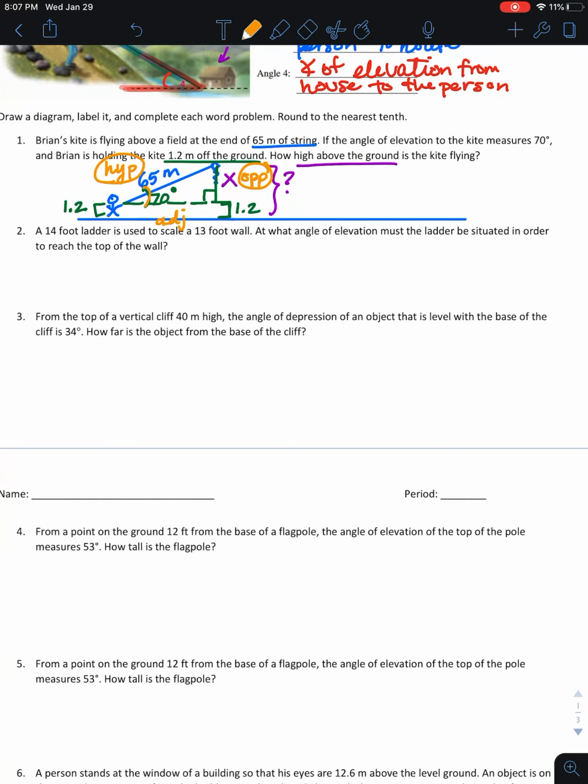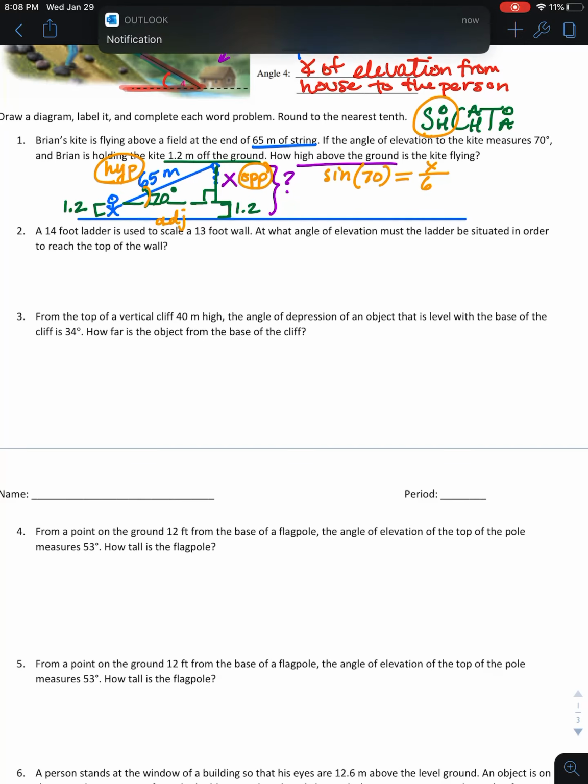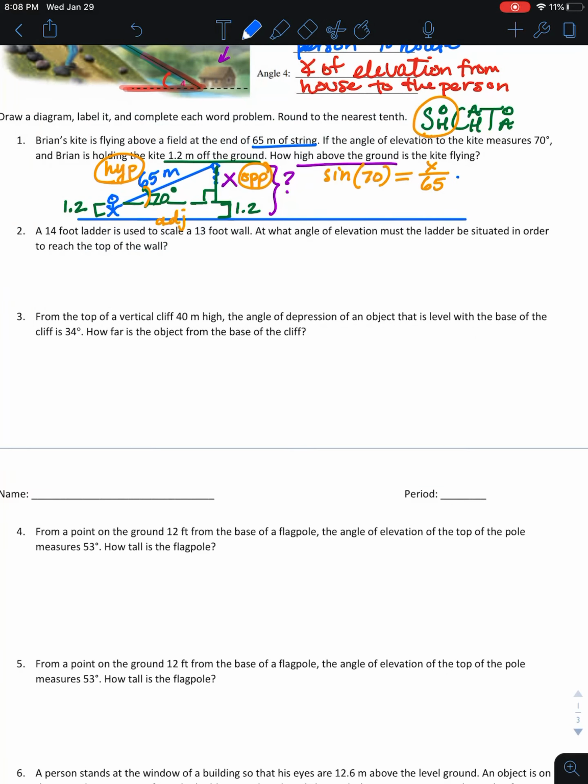So then let's write out our SOH CAH TOA: some old hippie caught another hippie tripping on acid. We have O for opposite and H for hypotenuse. The one that uses O and H is sine. So we write sine of 70 degrees equals opposite X over hypotenuse 65. Then we're going to solve for X. Remember that's multiplying both sides by the denominator. Multiply by 65, that goes away. And so then I have 65 times sine of 70.